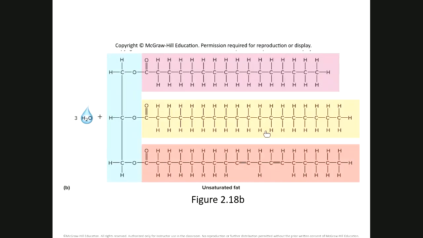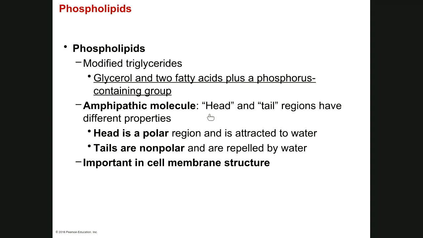Just another example of how this is joined together. We have 3 fatty acids joined together with a glycerol molecule. So that was triglycerides. The next class of fat, or lipid, however you want to say that, is phospholipids. Phospholipids are really important in physiology. We will be talking about this again in chapter 3 when we talk about the cell membrane.